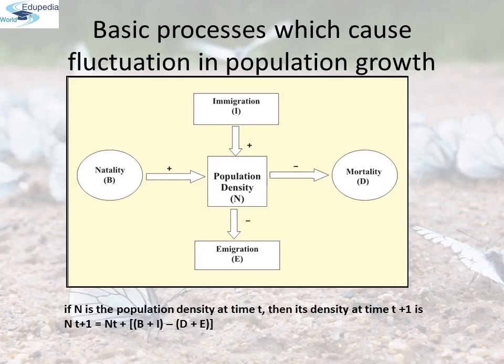Under normal conditions, birth and death are the most important factors influencing the population density. The other two factors assume importance only under special conditions. For instance, if a new habitat is just being colonized, immigration may contribute more significantly to population growth than birth rate.